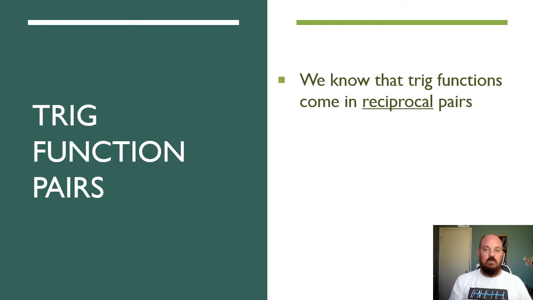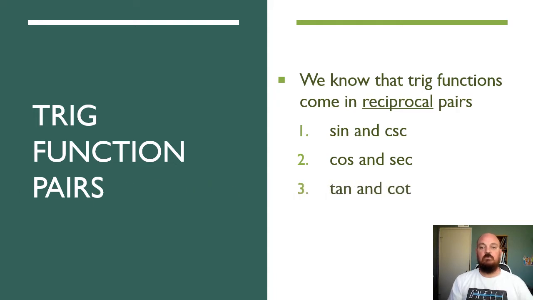We already learned that the trig functions come in reciprocal pairs. So for example, sine and cosecant. Sine and cosecant are reciprocals. Whatever one of them is, the other you get by just flipping. Same with cosine and secant. Same with tangent and cotangent. So each of those are reciprocal pairs. Now what we're going to do is talk about a different type of pair today.